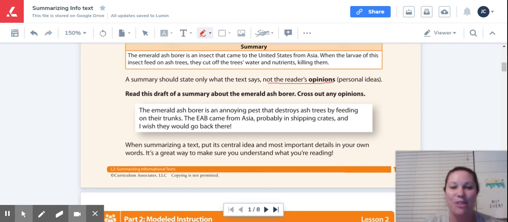All right. What is an opinion or personal idea here in this sentence? So if you said annoying pest, you are correct because it never said in the article that they were annoying pests, but that they were pests. So annoying is a projection of someone's opinion. Okay. What else?